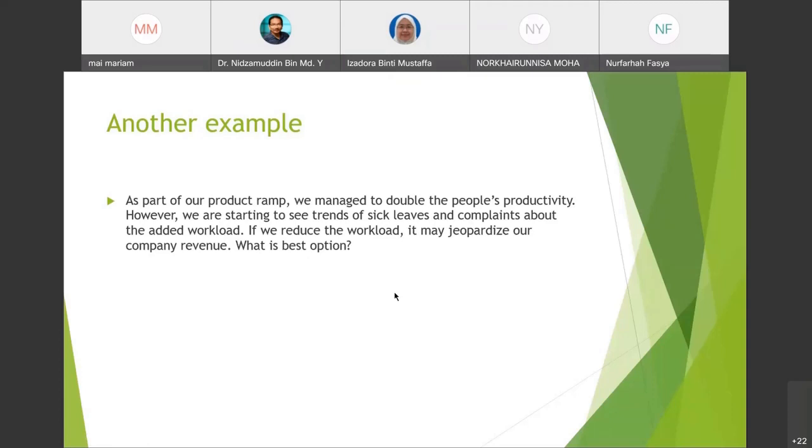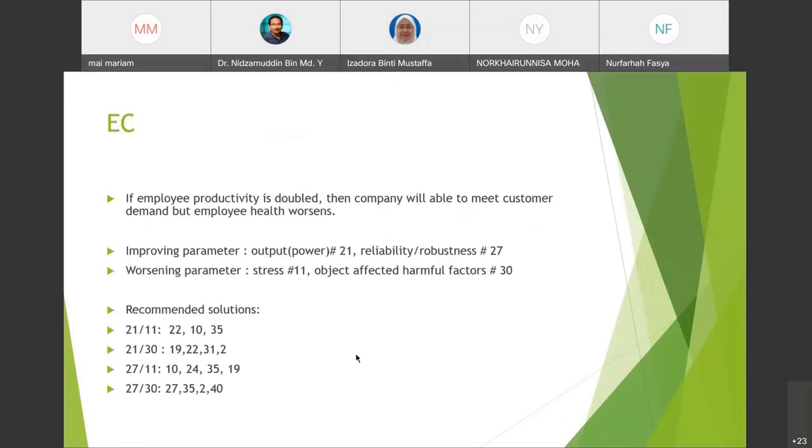If you reduce the workload, you reduce the production, then you jeopardize your company profit. So the EC: if employee productivity is doubled, then the company will be able to meet customer demand, but employee health worsens. So from the parameters, the improving parameter is power. Power here means the output. Your output can be your productivity, your revenue and everything. It's the same meaning as the output. So number 21, and reliability, robustness, 27.